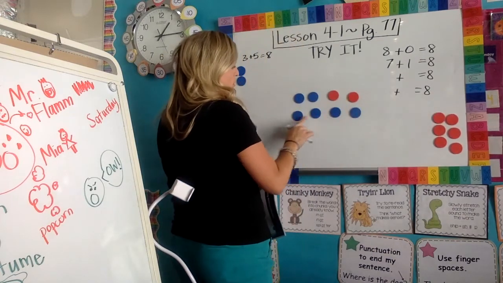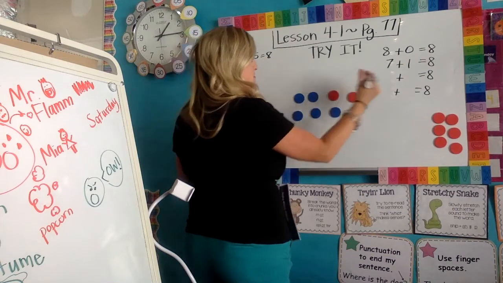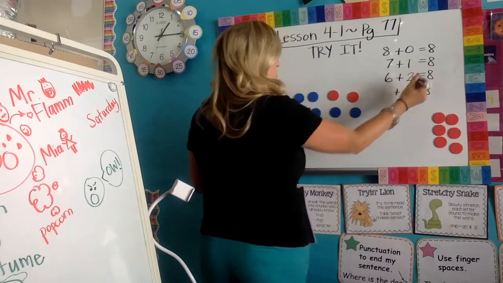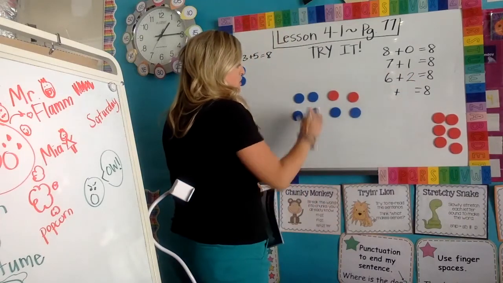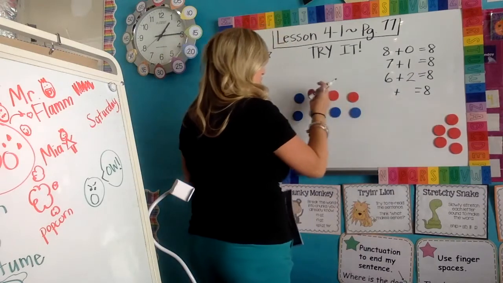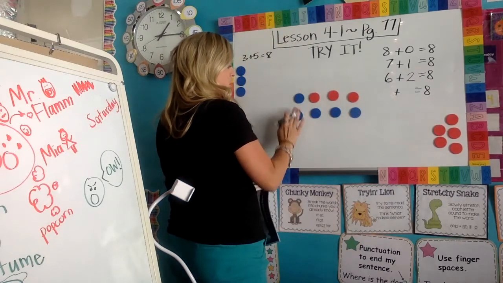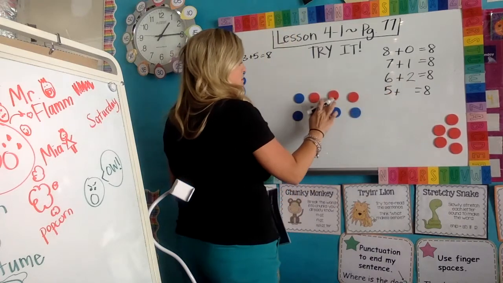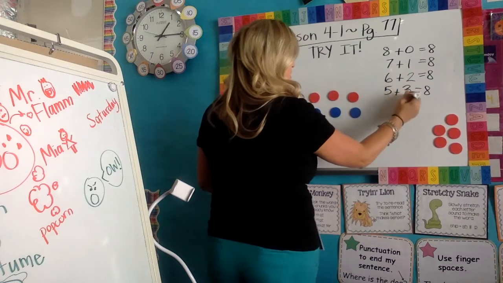So now I have 4, 5, 6 plus 1, 2. Now I know 6 plus 2 equals 8. Gosh, that just looks so darn pretty. Let's take another one. 4, count on, 5, plus 1, 2, 3 red dots.